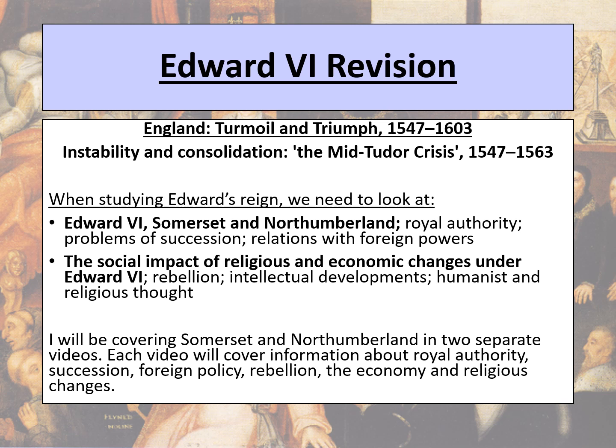First of all, it's important that you know what you need to be looking at when you're studying Edward. It's important that we think about the fact that there is obviously a minor reign here, and so you've got Somerset and Northumberland ruling on behalf of Edward, I suppose. And you've got to be aware of what's going on during the time that these guys are leading the country. So looking at royal authority, looking at problems with succession, which we know that there are key problems with in Edward's reign, particularly at the end. And we also need to be looking at foreign policy, rebellion, religious change, economic issues. I will be covering all of these things, but I'm going to be covering it in two separate videos.